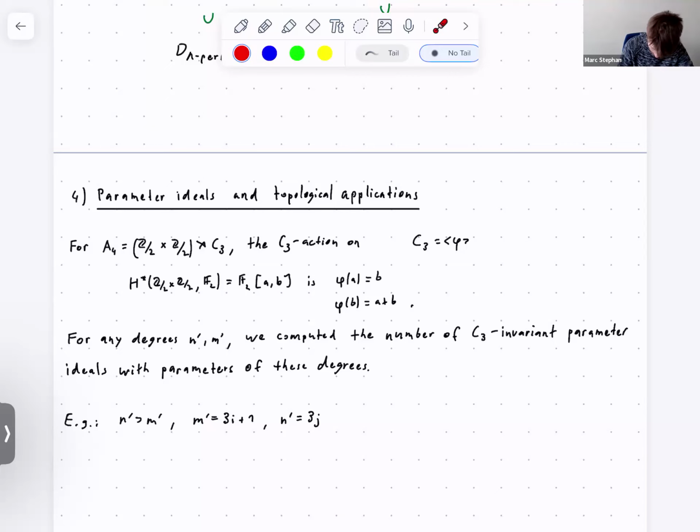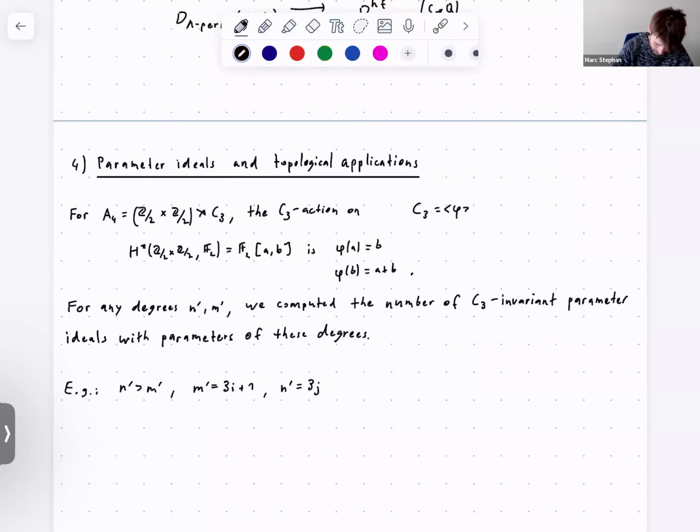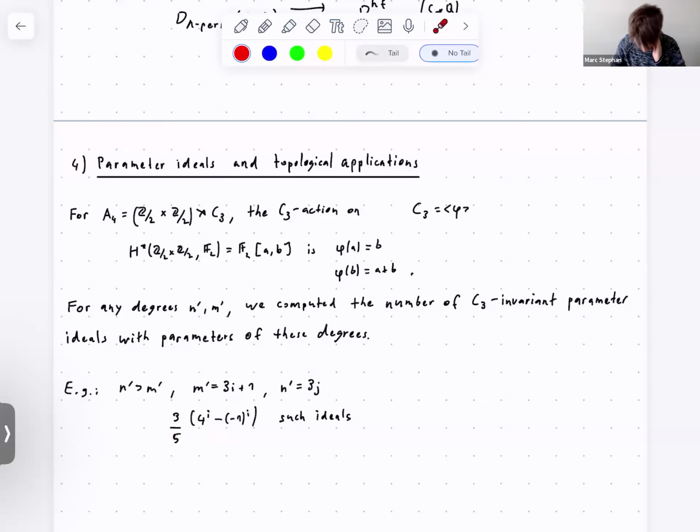So in case m prime is 1 mod 3 and n prime is 0 mod 3, then it turns out we get 3 to the 3 or 5 times 4 to the i minus 1 to the i such C3 invariant parameter ideals. So in particular, this doesn't depend on the j. And let's think that this actually makes sense. So 4 is the same as minus 1 mod 5. So we can actually divide. So we haven't made a mistake there yet.